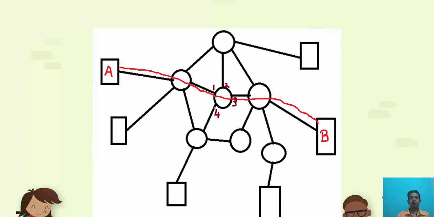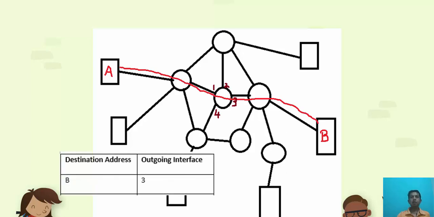Say for this router, let's take this router specifically, and say these are the four interfaces. We have named them interface 1, interface 2, interface 3, and interface 4. And say a packet arrives from A, it arrives at interface 1. Then according to this path, the packet has to be forwarded to interface 3. So the packet has to come from interface 1 to interface 3. This should be clear. So in the forwarding table, the entry will be what? The entry will be that for this destination address B, the outgoing interface should be 3.